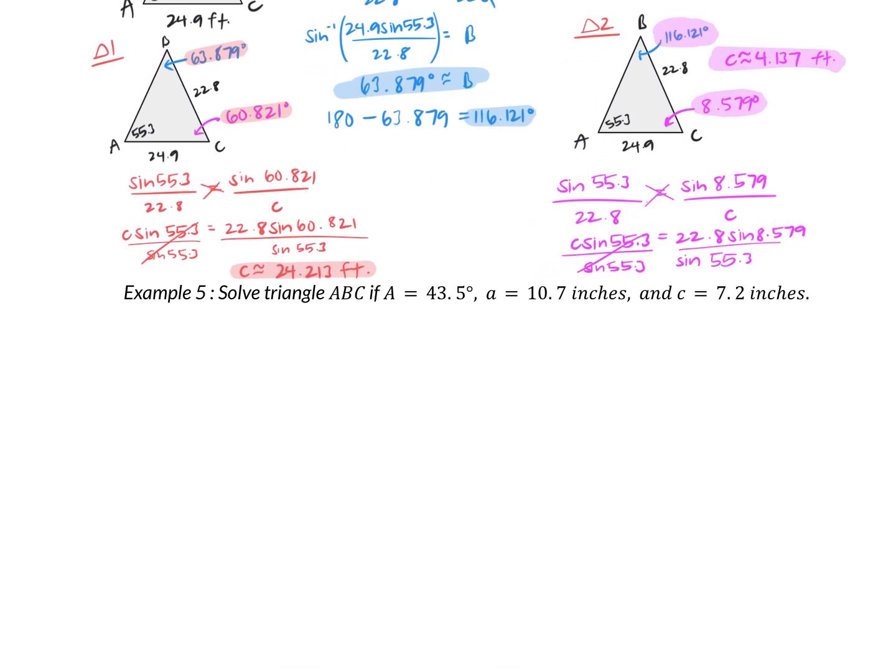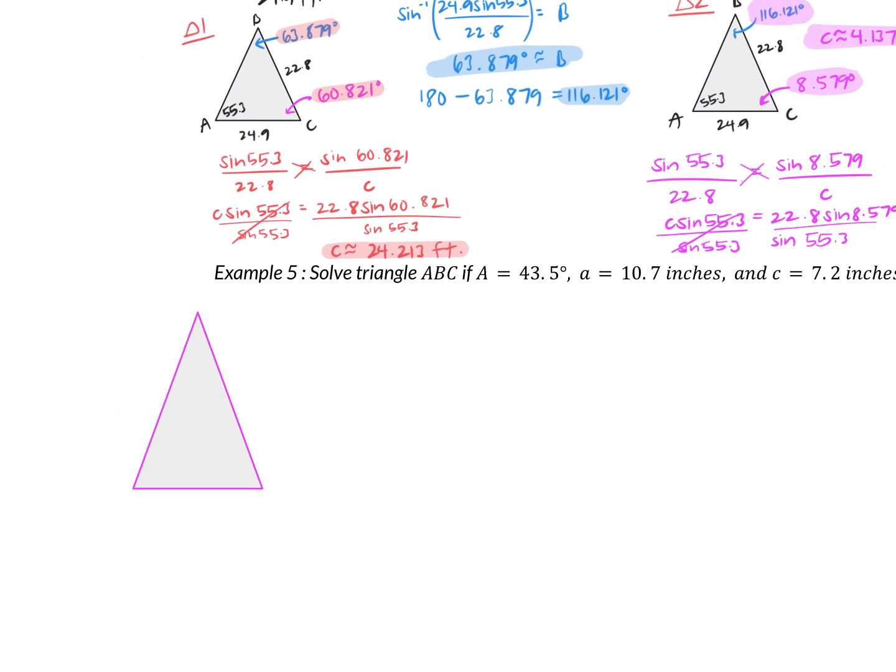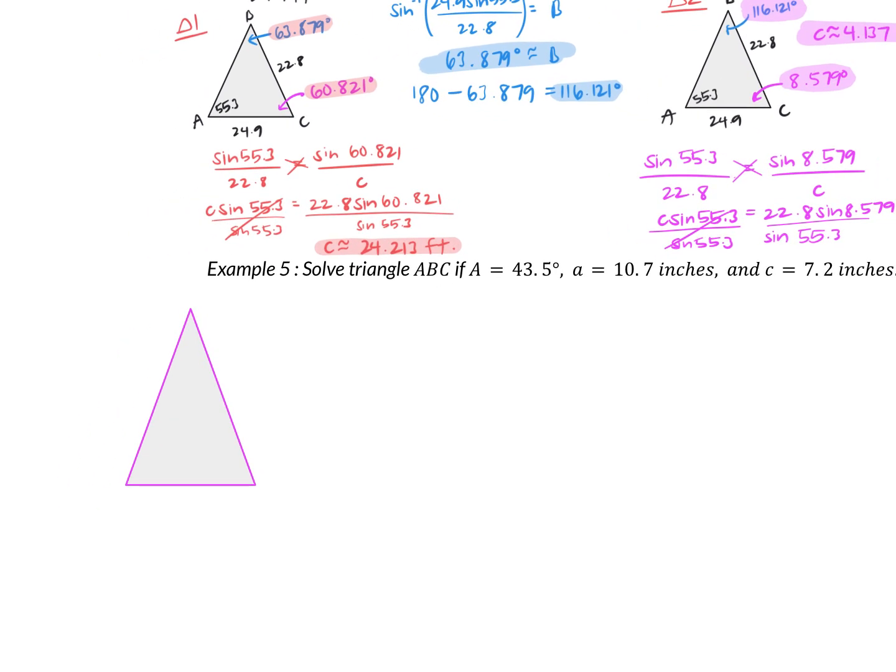The last example here, we're going to see that we can only have 1 triangle that comes up because we've got too many angles going on on the inside. So let's start out by drawing a triangle and labeling what we know. I know my side lengths of A and C, and I know my angle A.